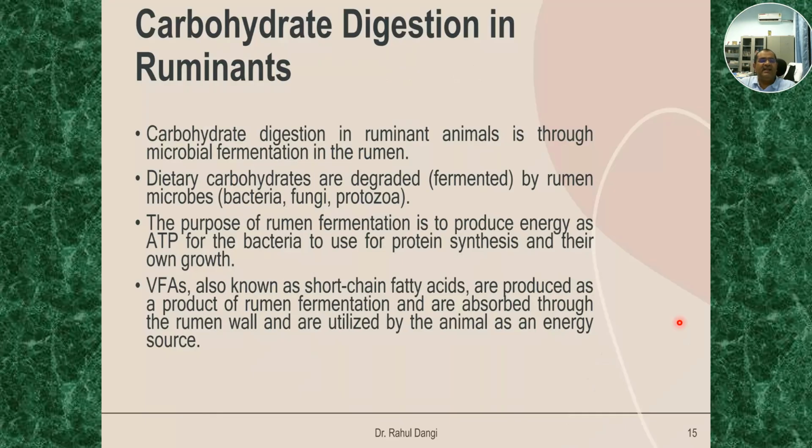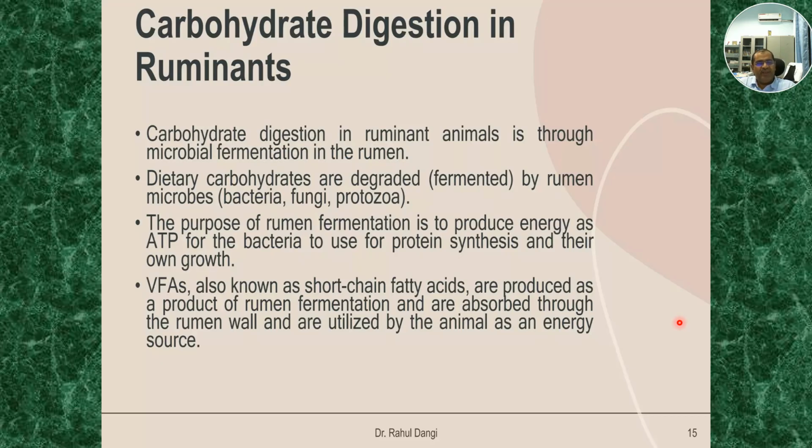Then how the carbohydrate digestion takes place in the rumen is, as we have already explained in the chart, usually the cellulose, hemicellulose, pectin, etc. are digested by ruminal microflora through microbial fermentation in the rumen. So now you know that the rumen is the biggest organ of the body, especially of the gastrointestinal tract, which occupies almost two-thirds capacity of the peritoneal cavity.